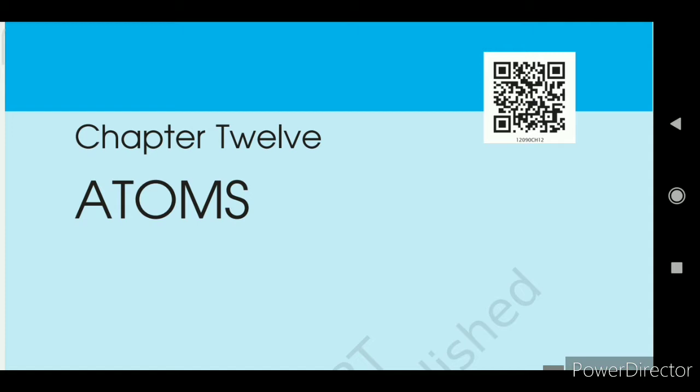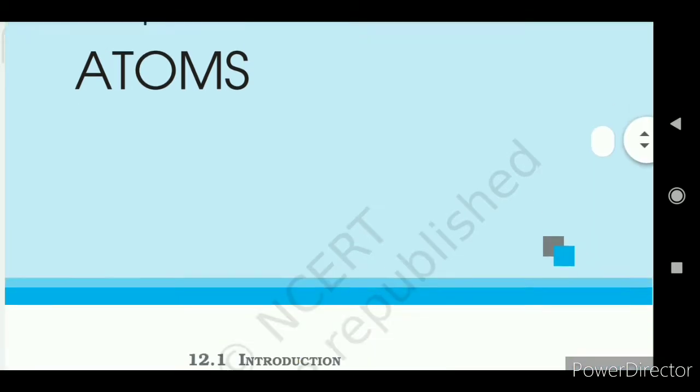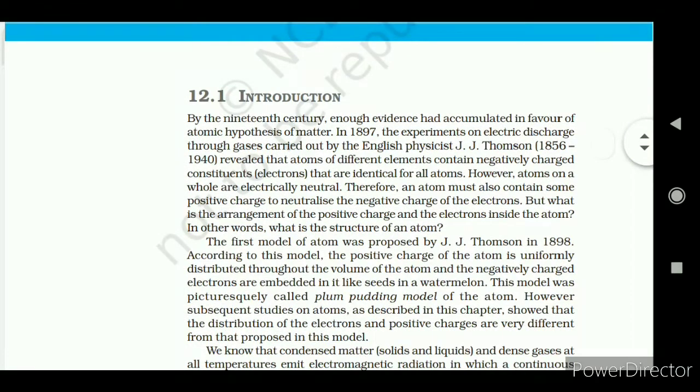Today we'll be starting chapter 12, Atoms, of class 12th Physics. So let's get started. Chapter 12, Atoms. 12.1 Introduction.